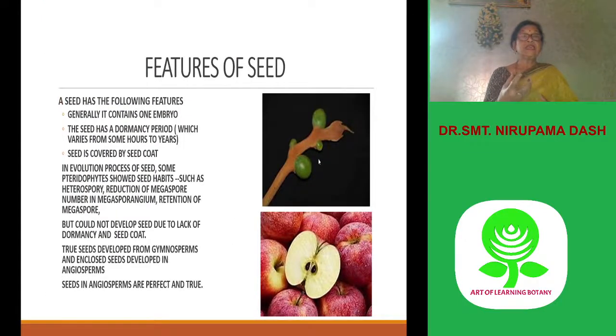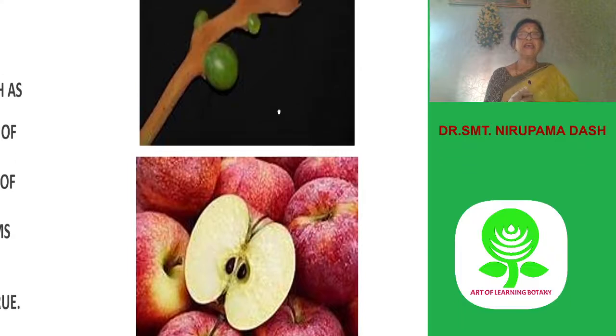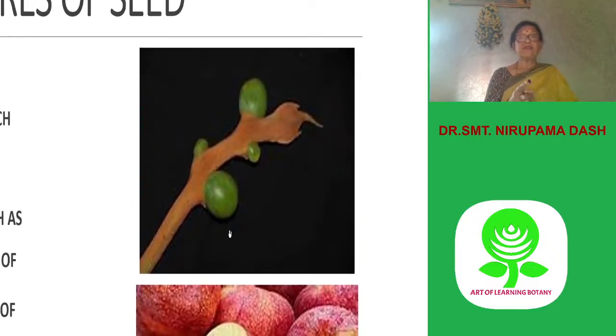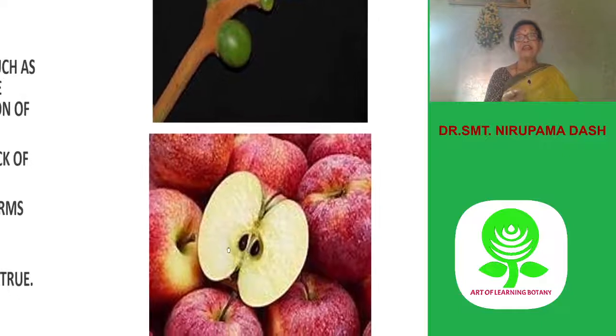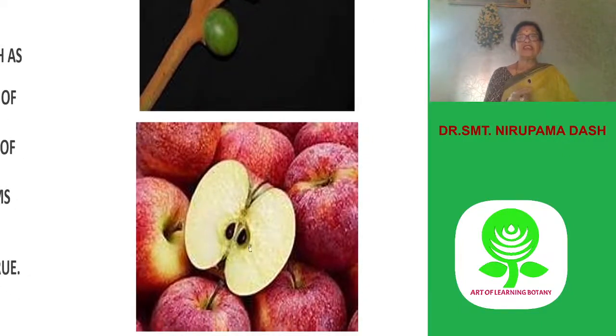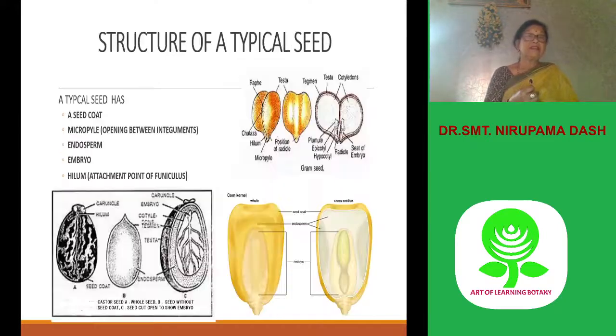But they could not develop true seed due to the lack of dormancy period and seed coat development. True seeds are generally seen in angiosperms, and seeds developed in gymnosperms are naked. You can see, due to the absence of ovary they are open, and they are said to be naked seed plants. And here in this apple you can see the seeds. The seeds are inside this fruit and they are closed and covered, and that's why they are called closed-seeded plants.